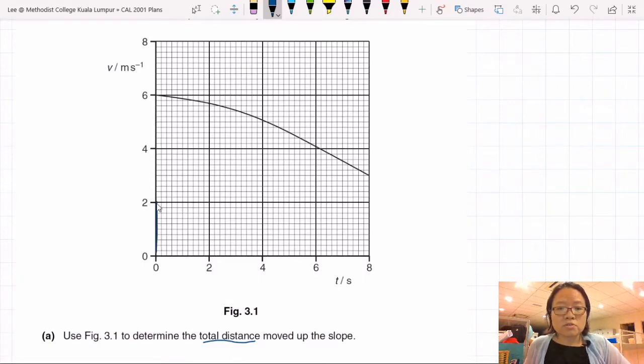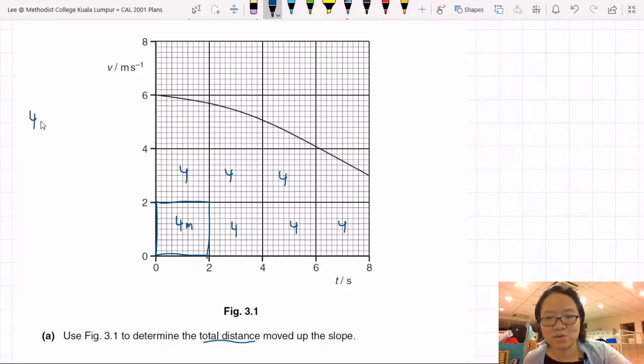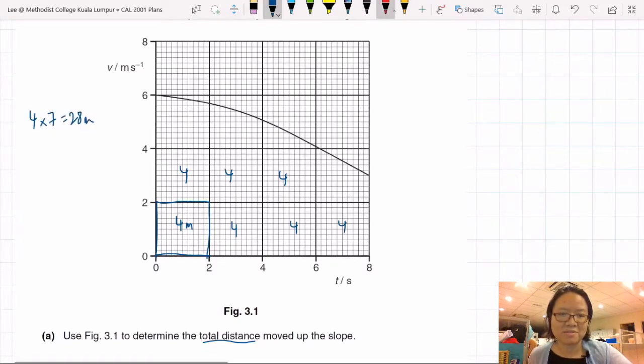To find the distance traveled, you technically need to find the area under the graph. So I'm going to start counting the boxes. When it comes to counting the boxes, I noticed that every big box is 4 meters. I got 7 big boxes, so it's already 28 meters.